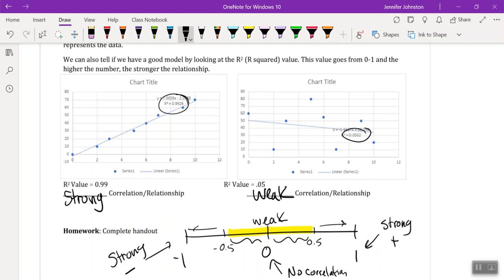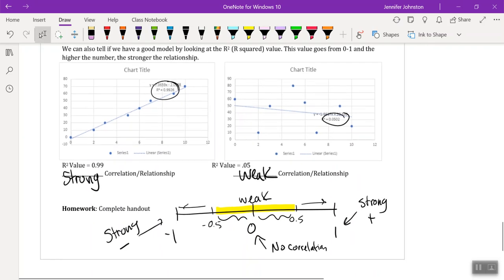So that's called an R-squared value. If you do see that, that's what it's talking about. If you're getting close to 1, you're strong. If you're close to -1, you're strong. Anywhere in between could be weak, or you can say medium. If it's like 0.5, it's not weak, it's not strong, it's kind of medium.